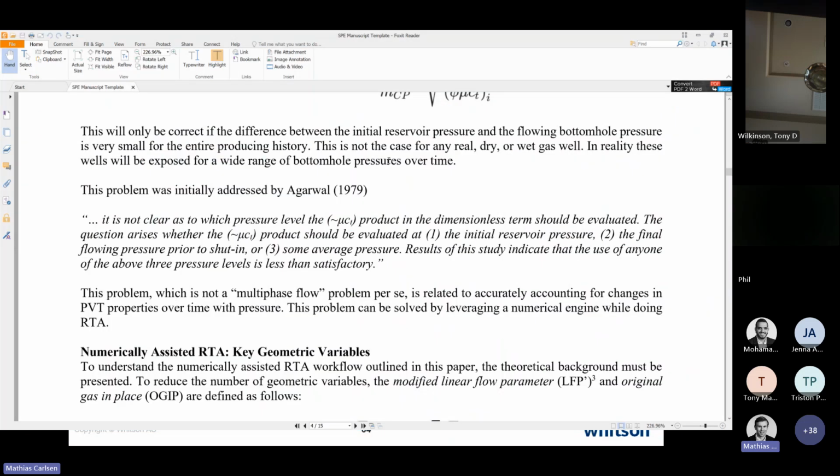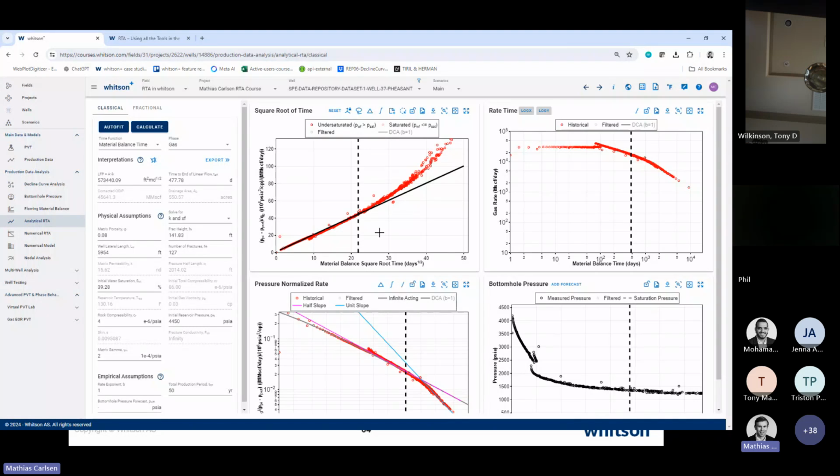So he basically mentions that it is not clear at which pressure level the viscosity multiplied by compressibility product in the dimensionless term should be evaluated. The question arises whether this term should be evaluated at the initial reservoir pressure, the final flowing bottomhole pressure prior to shut-in, or some average pressure of the two. The results of the study indicate that the use of any of these three pressures is less than satisfactory. And that was why Agarwal introduced a concept called pseudo-time back then, to be able to work with this analytical equation.